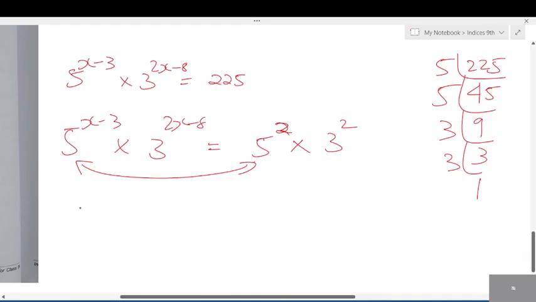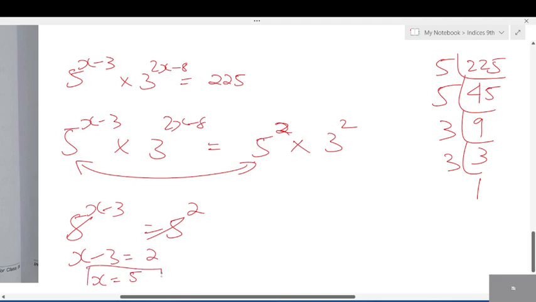Not 5 square minus 3. Base rule. When the base is the same, what happens? So what is minus 3 is equal to x is equal to not 2 by plus 3.